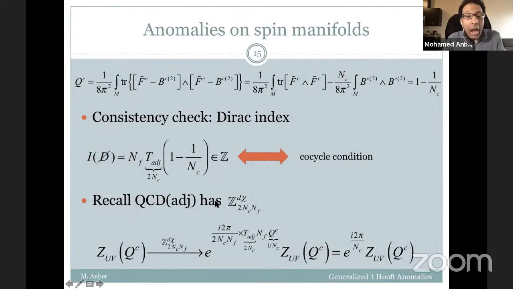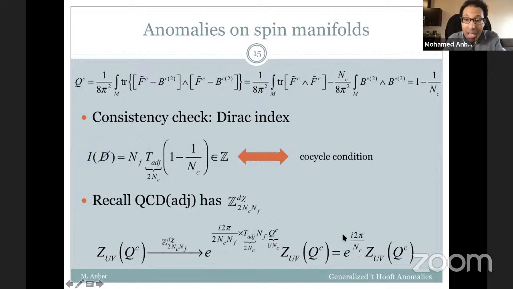Now, we can recall that the QCD adjoint has a discrete chiral symmetry. It is Z_{2N_C N_F}. And I can examine the partition function in the background of the fractional flux as I perform a transformation with the global discrete chiral symmetry. So I find that my partition function picks up this phase, and this is exactly the 't Hooft anomaly of the discrete chiral symmetry in the center background.